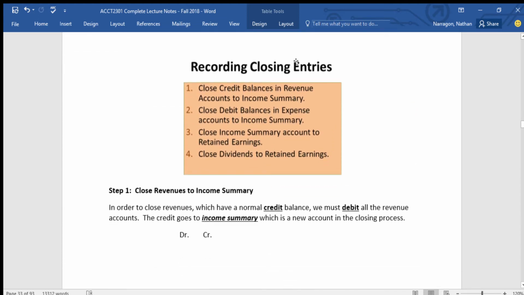So here are the steps right here. First step, like I said, we're going to close out the revenue accounts. Second step, we close out the expense accounts. Third, we're going to close out a new account called income summary. And fourth is closing out dividends. Always do it in this pattern; it will help you out, the best way of doing closing entries.